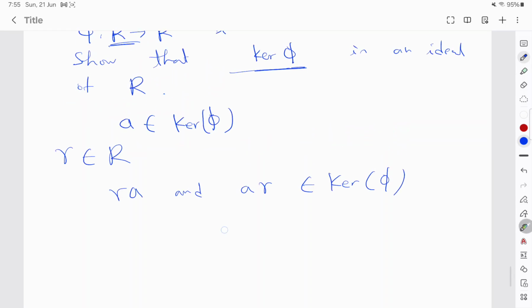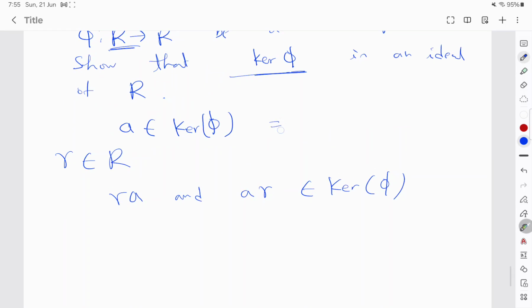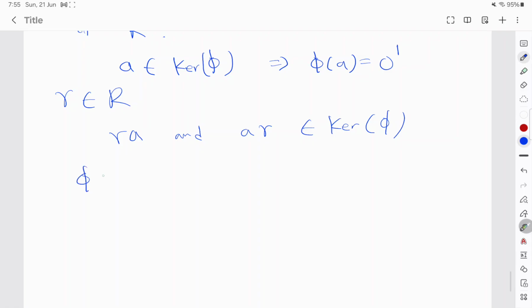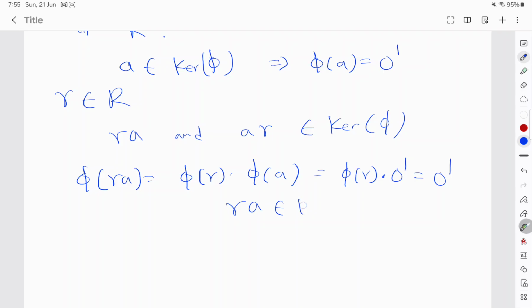So if you have taken a belonging to ker phi, this means phi of a is 0'. Here, what is phi of ra? This is phi of r into phi of a, and since phi of a is 0', you will get 0'. So this implies ra belongs to ker phi. Similarly the opposite one. So these are very easy. You have to understand what logic is going on.